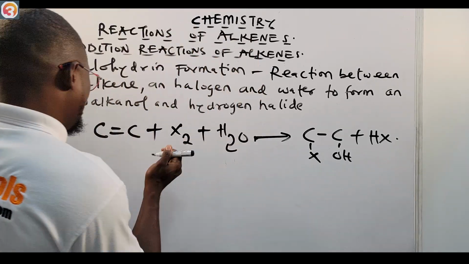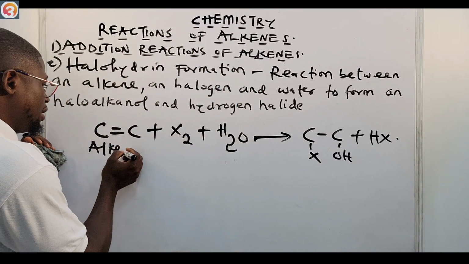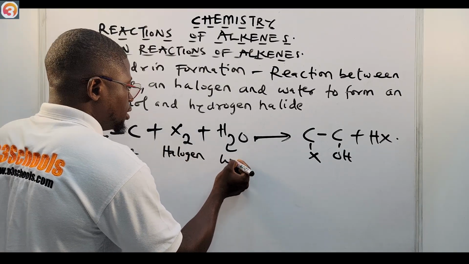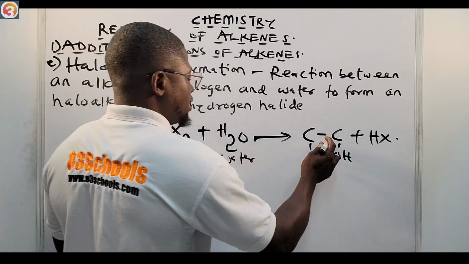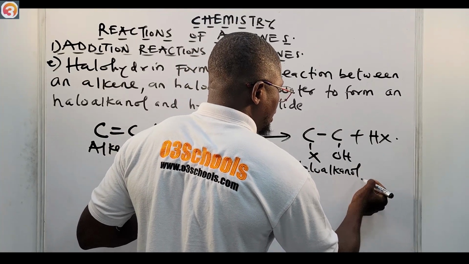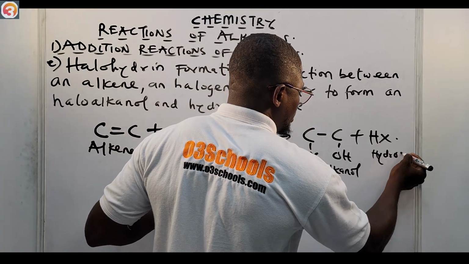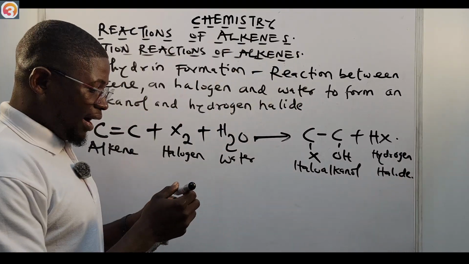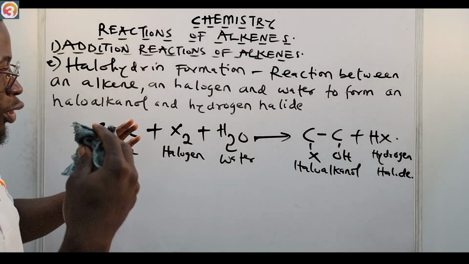Okay, so this is the alkene. This is the halogen. This is water. Then this is the haloalkanol. And this is the hydrogen halide. All right, so if I've known that now, that means we can now go over and look at the reaction proper.